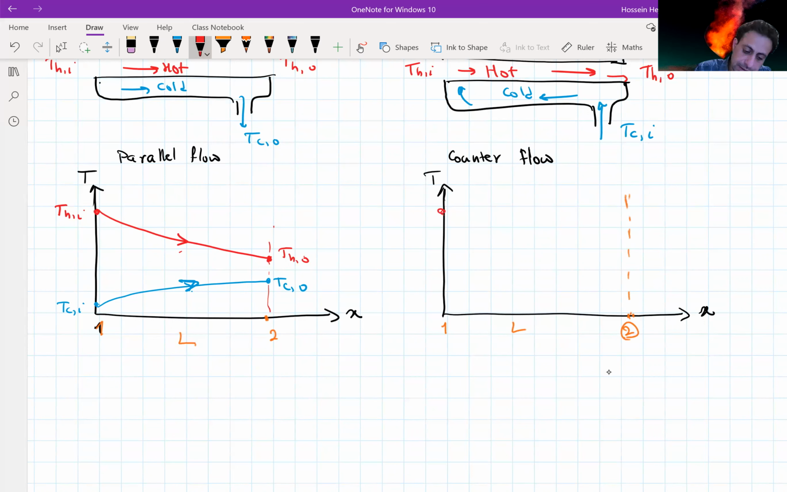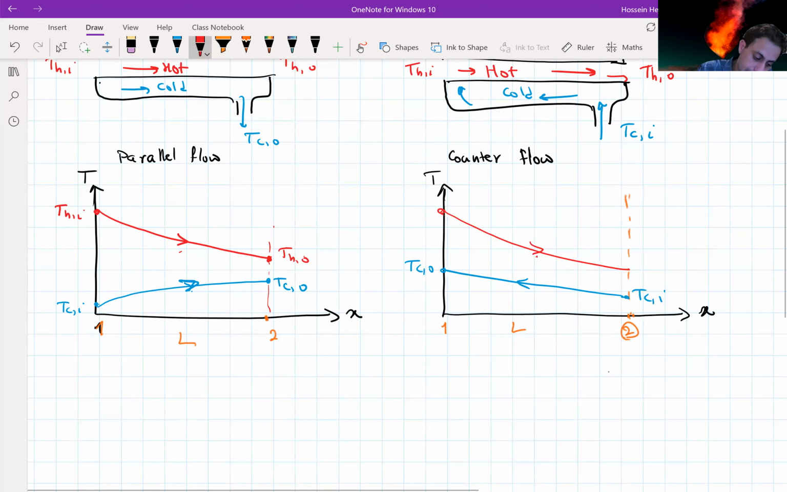So the hot stream gets in, loses temperature, and the cold stream comes from the other side and gains some temperature. So this is Tc,in, Tc,out, Th,in, Th,out. So this is going to be the temperature profiles that is changing along the length of these heat exchangers for the parallel and the counter flow.